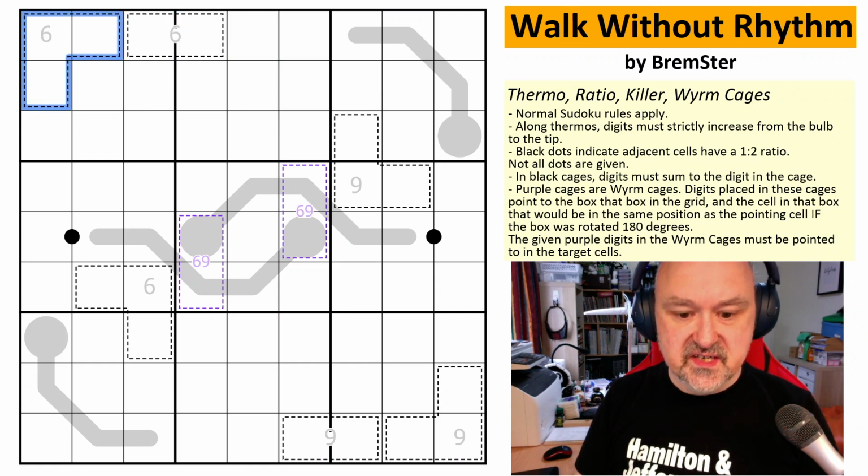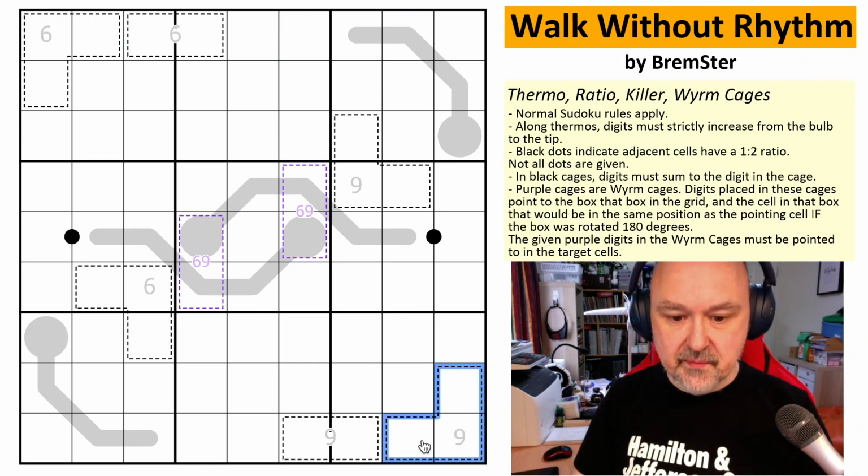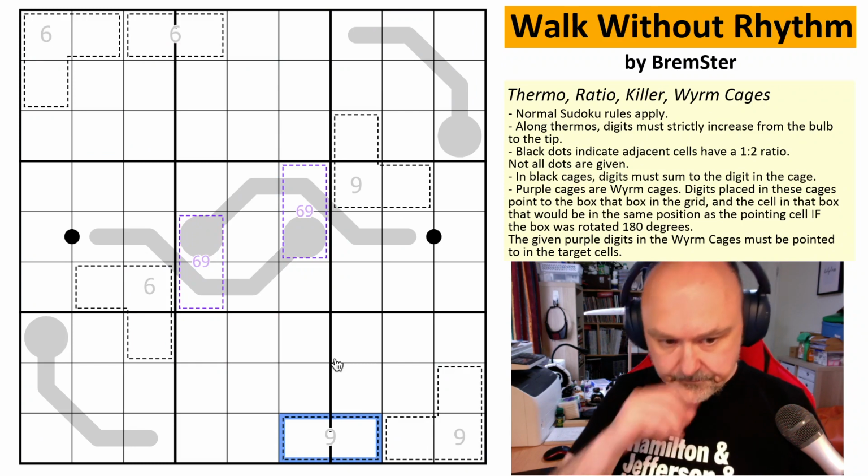And this cage is a 6 and this cage is a 9. So if you were to grab this and rotate it, then this would become the 6 in this position and this would become the 9 in this position. But this is a 6 cage, this is a 6 cage, this is a 6 cage, this is a 9 cage, this is a 9 cage, and this is a 9 cage.